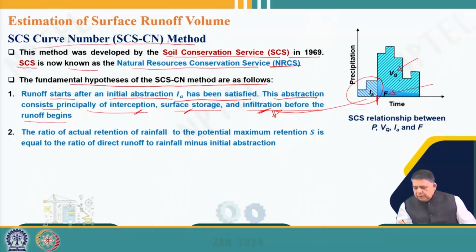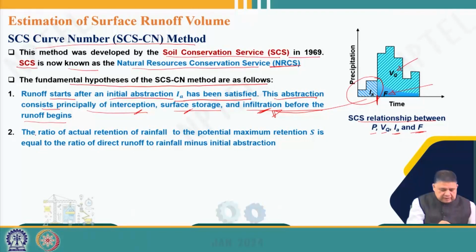So, this graph shows the relationship between P, VQ, IA and F. P is the precipitation, VQ is the runoff volume, IA is initial abstraction and F is the infiltration. So, this is the first fundamental hypothesis, that runoff starts after an initial abstraction has been satisfied, and this consists of interception, surface storage and infiltration before the runoff began.